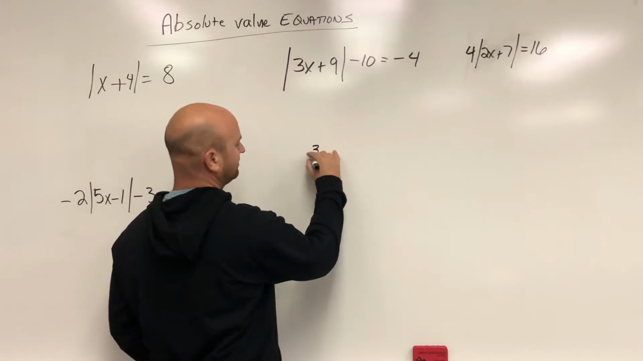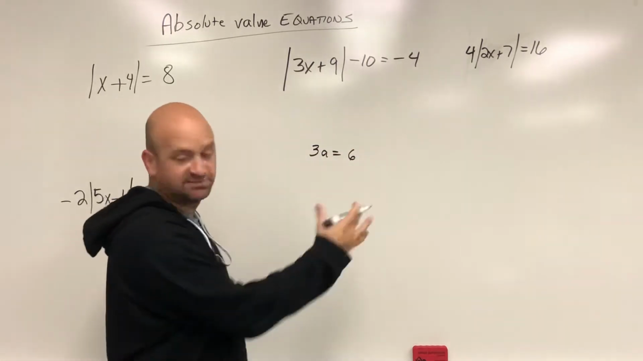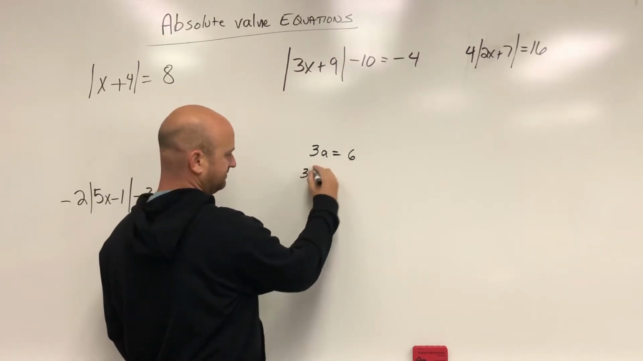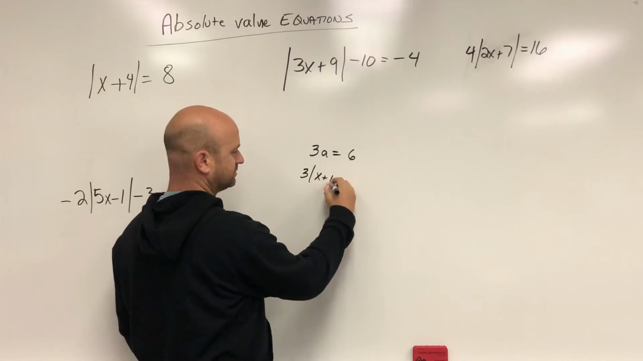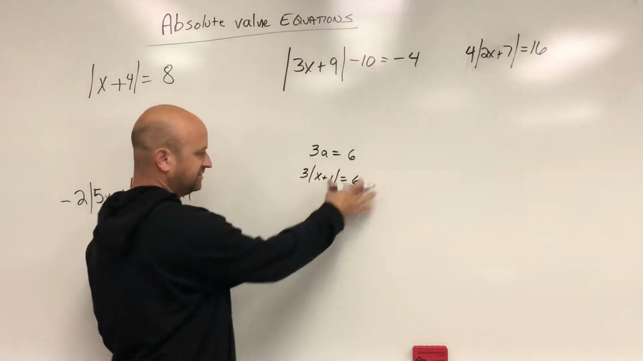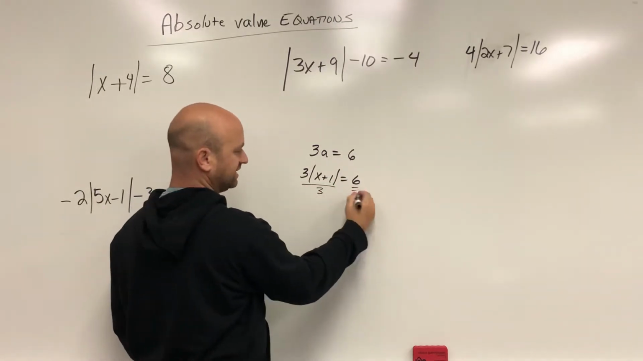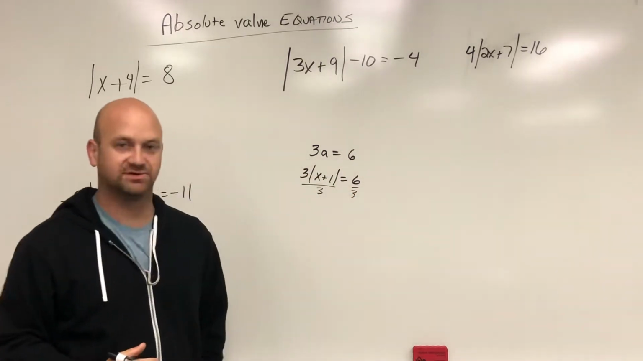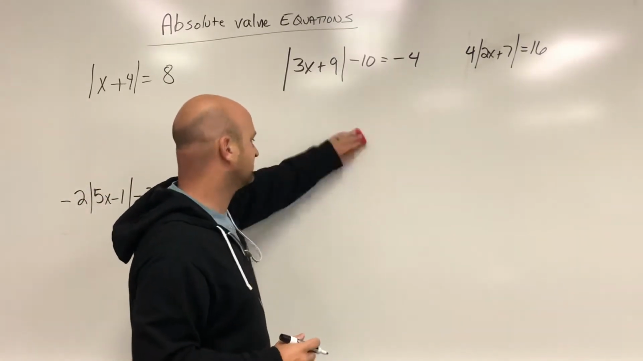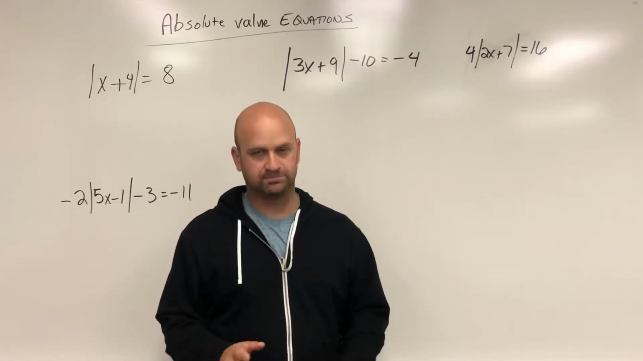So if I had 3a is equal to 6, we would divide both sides by 3 to get 2. But now what happens if that a becomes x plus 1? If we treat this like a variable, we'll divide both sides by 3 and then use our absolute value rules. So keep this in mind as we go through these examples: the absolute value portion of the equation is the very last thing that we do.